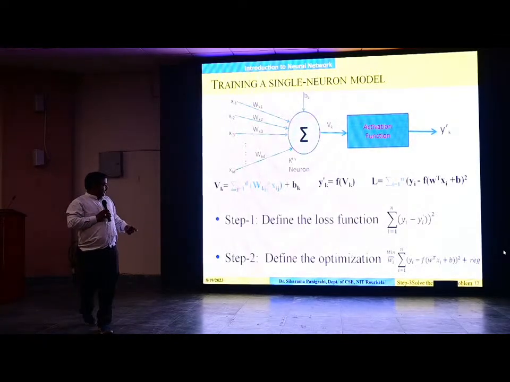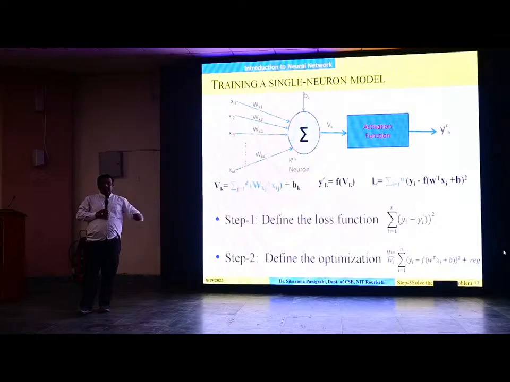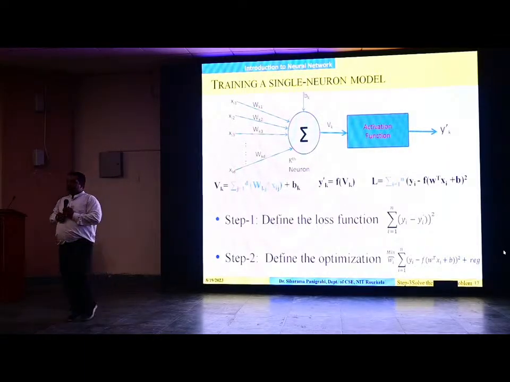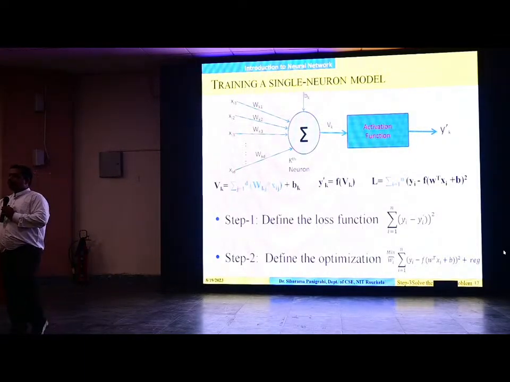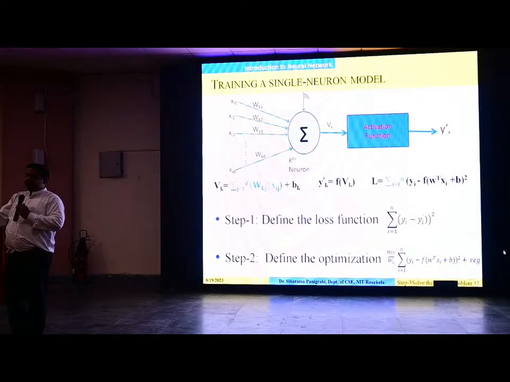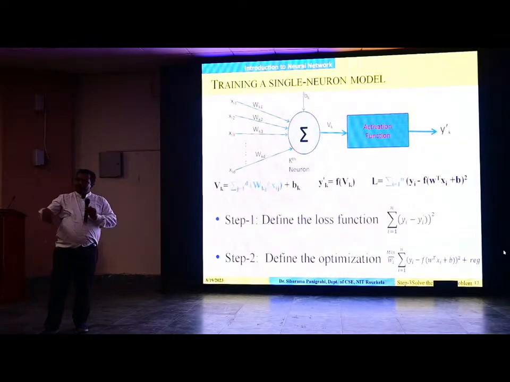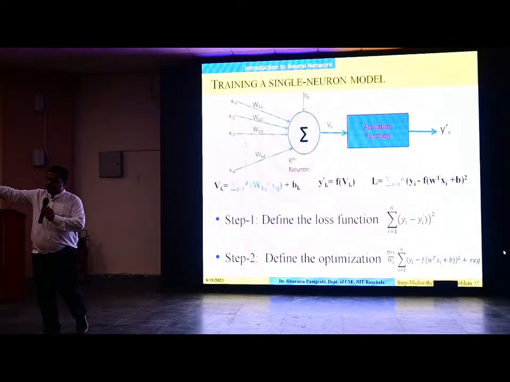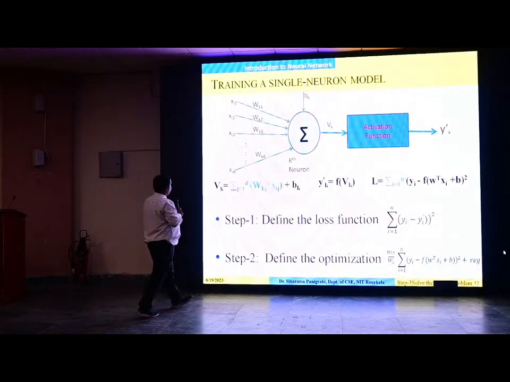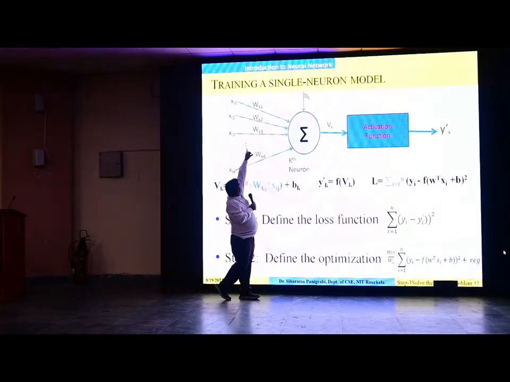Okay. Next, define the optimization problem. What do we want to do? We want to minimize the error. Minimizing the error means we have to minimize the summation of i equal to 1 to n of y minus y dash whole square. Now, y minus y dash means what? y minus, what is y dash? f of W transpose X plus B. You see how I have got it? You see, what is y dash?